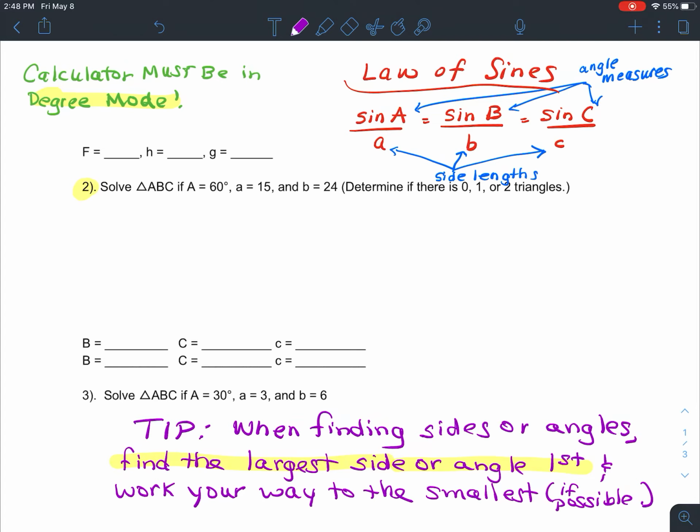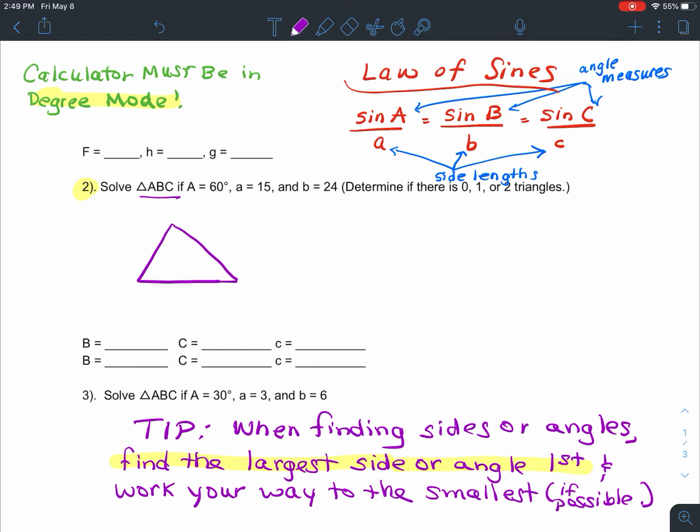So for number 2, the question is, if you had triangle ABC, and angle A was 60 degrees, side A was 15 units, and side B was 24 units, could there be any triangles that could be made with that information? Only one triangle, or is it possible that there could be two completely different triangles with these same three pieces of information in it? So that's what we're after. And you don't really know at the beginning what the answer is until you get into the problem. You're just going to draw a picture of a triangle.